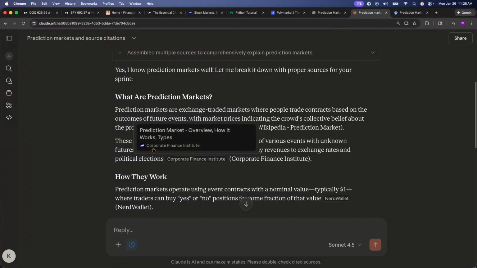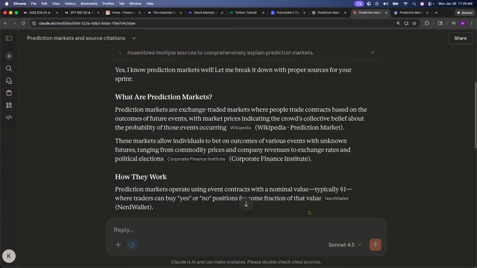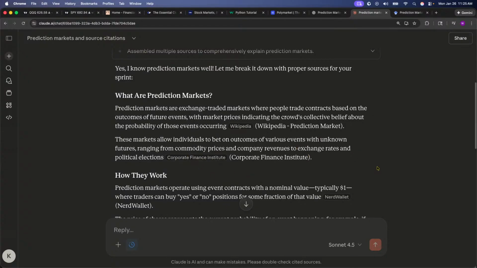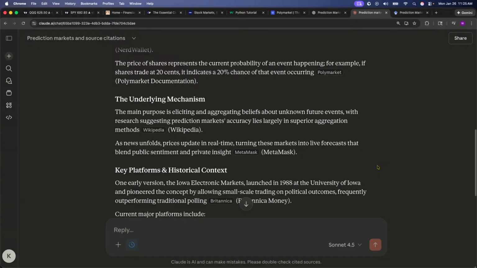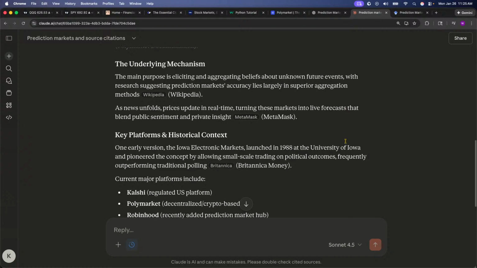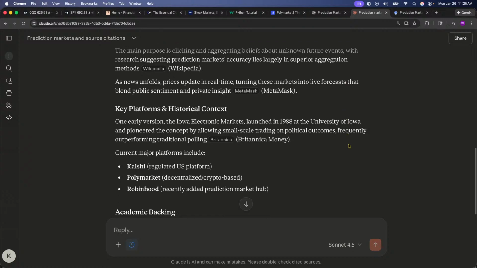Corporate finance. These markets allow individuals to bet on outcomes of various events with unknown futures, ranging from commodity prices to company revenues to exchange rates. Bro, I feel like I got some edge that I can add here if I really understand this.